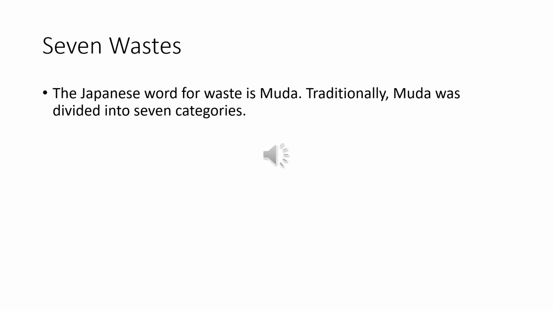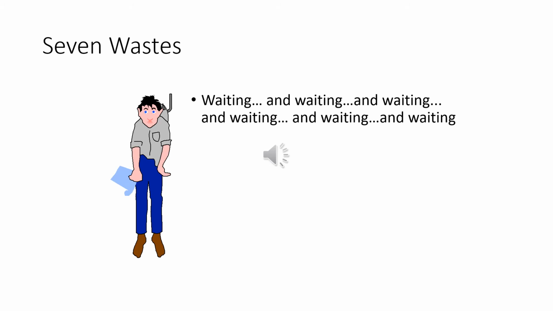Well, let's learn a little bit of Japanese. The word for waste in Japanese is called Muda. Traditionally, there are 7 categories of Muda, or 7 categories of waste. And once you get these things in your mind, you can start to spot them a bit. Now, what I'd like for you to do is as you go through these wastes, or these Mudas, I'd like for you to think of examples in your own personal lives, or your personal job.